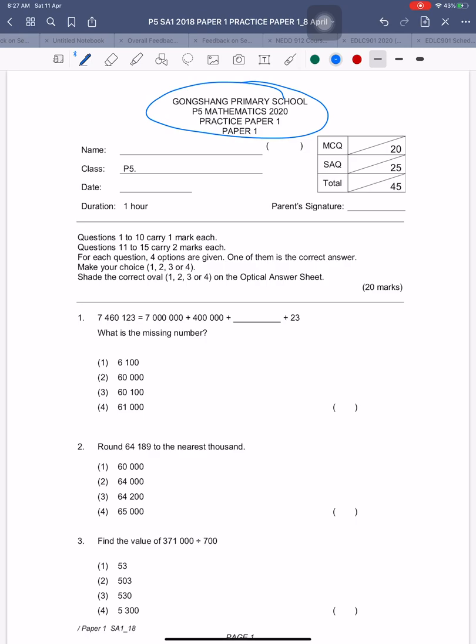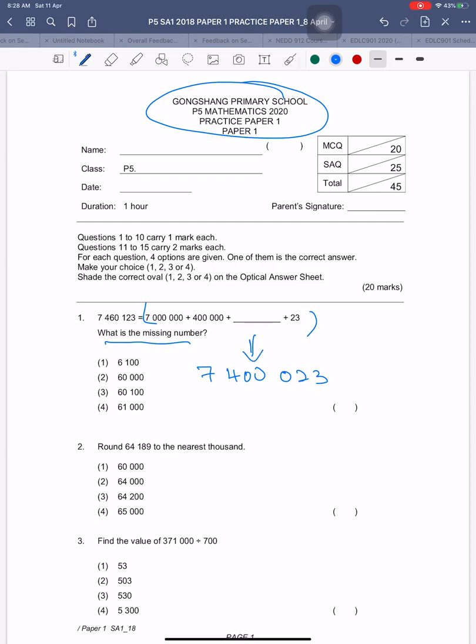Question number 1, find the missing number. You have to find this missing number. Same thing like what I told you. Add out your right hand side first. 7 million plus 400,000 and 23. So that is the right hand side.